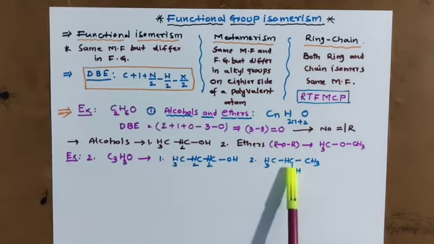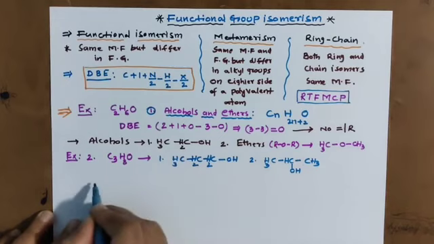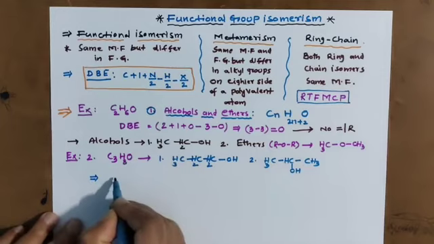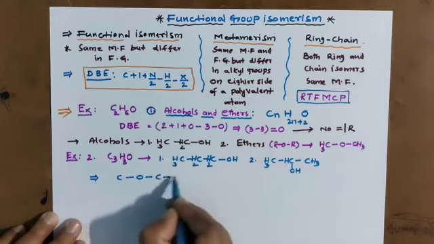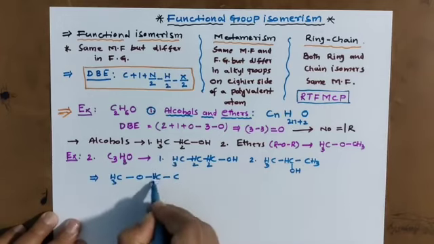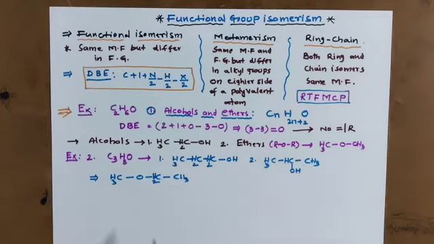But we have to show the functional group isomers. So with ethers we have to show now. With ethers I will show. Three carbons are there. One carbon, bond O, bond C, bond C. So CH3, CH2, CH3. See here. This is now ethyl group. This is methyl group. We got ether.